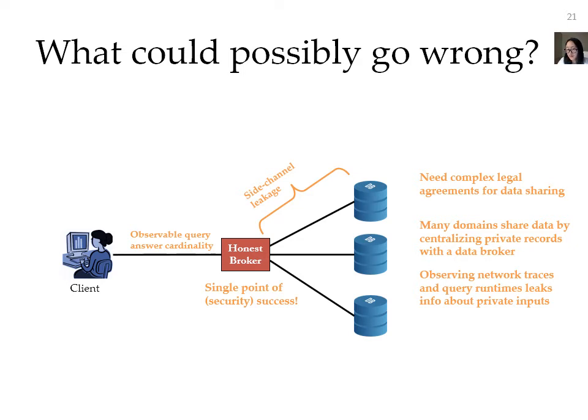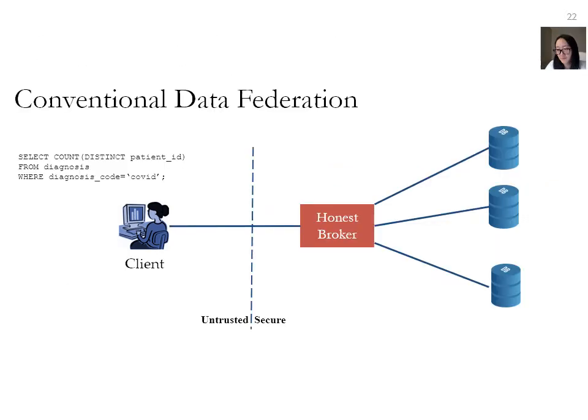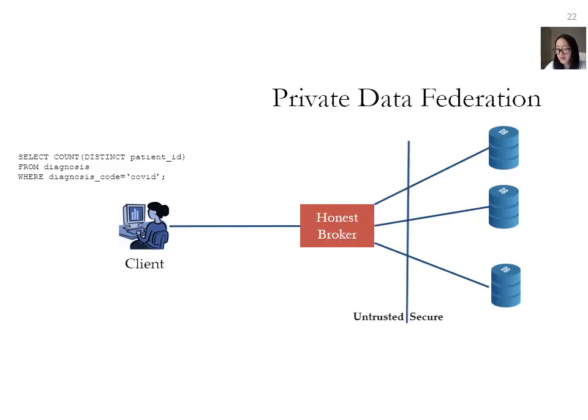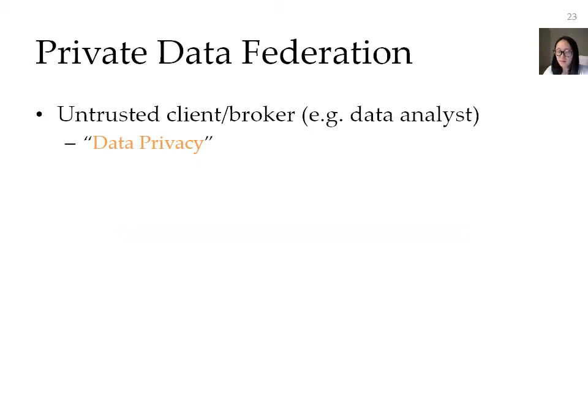Hence, a different trust assumption should be considered here. We call this new set of trust assumptions private data federation. This assumes that none of the parties are trusted. In this private data federation setting, the untrusted client and broker can be considered to have the same view. Similar to the client-server setting, we need to prevent the client and the data broker from inferring sensitive information about individuals from the released output. Hence, data privacy is needed again in this case.